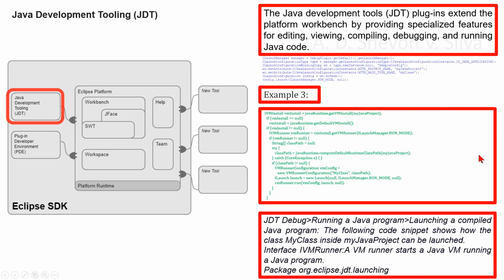Now we are considering launching a compiled Java program. Running a Java program in JDT debug. Java programs that have been compiled in a Java project can be run by getting the appropriate IVMRunner for the Java project and then running the class by name.